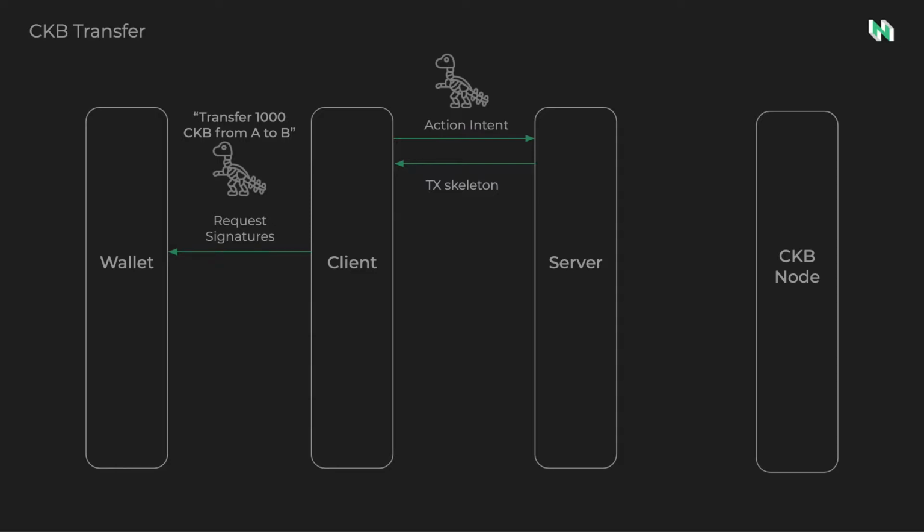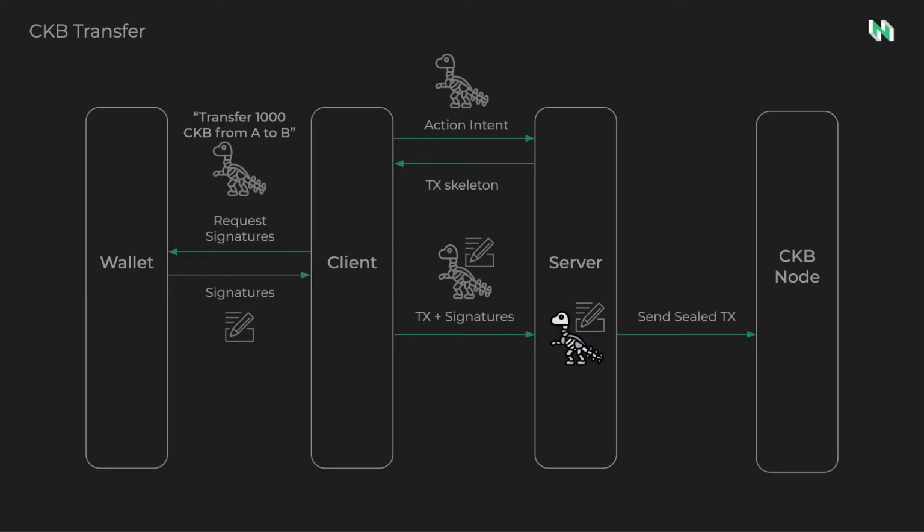Assuming user approval, the wallet returns the required signatures to the client. The transaction with signatures is then forwarded to the server, where it is sealed by adding the transaction signatures to the transaction structure. The complete transaction is then forwarded to the node, and upon successful receipt, the node returns the transaction hash, which can then be sent back to the client such that it can track the transactions on the user's behalf.